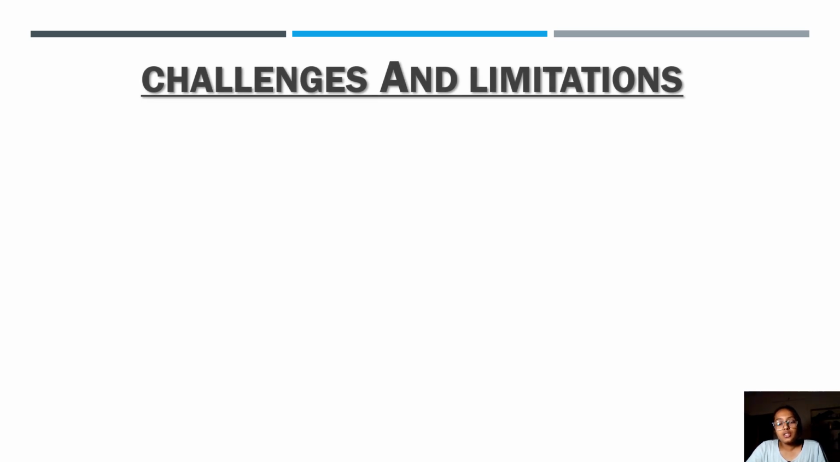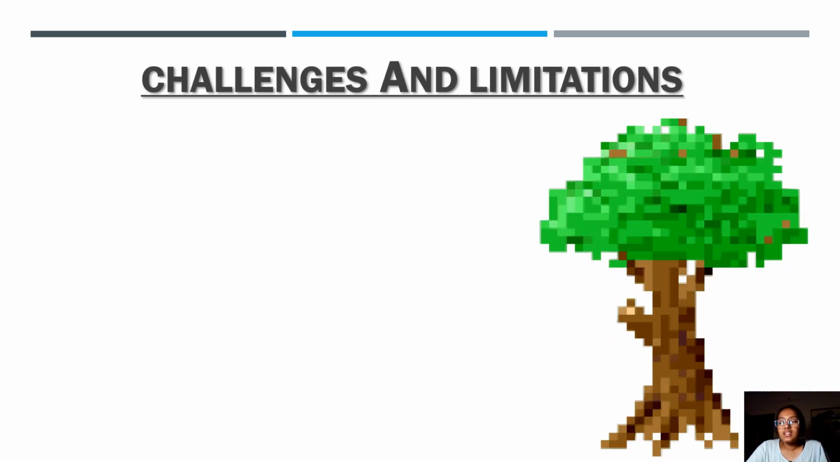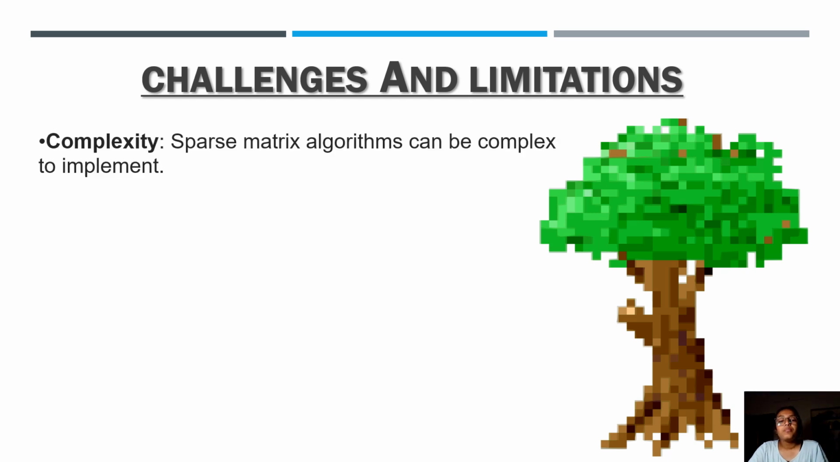Challenges and limitations in this case. As we can see, this image, we can make out that this image is a tree, but is this image of a good quality? No, because it's very pixelated and it looks very shabby. So complexity: a sparse matrix algorithm can be complex to implement. These compression and decompression algorithms, the encoder decoder algorithms that we saw before, can be very complex and can be very time consuming and memory intensive to be run or to be constructed in the first place.